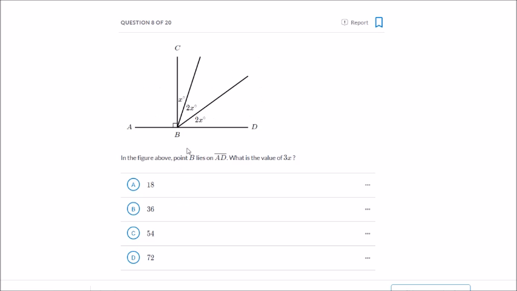So this x and this 2x right here, x, 2x, 2x, that's 5x in total. And the 5x covered the other side of the 90 degrees. The ABC is 90 degrees and the CBD is 90 degrees as well. So 5x is equal to 90 degrees, x is equal to 18 degrees. And so since x is 18 degrees, 3x is going to be 54 degrees.